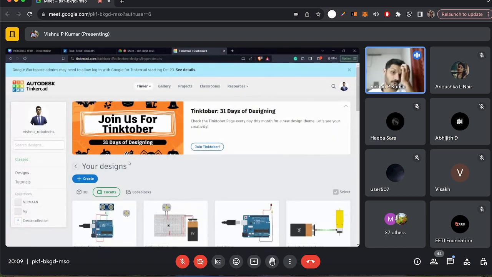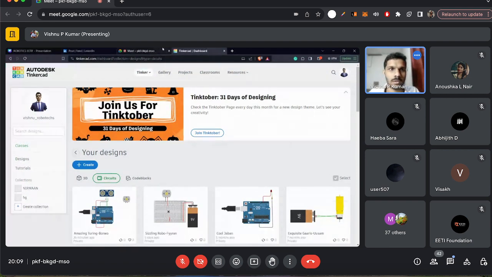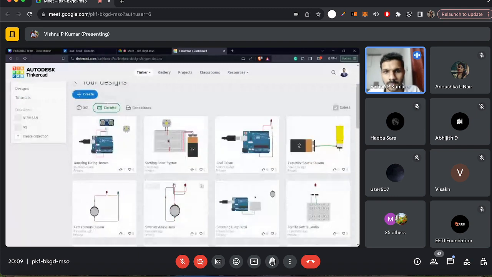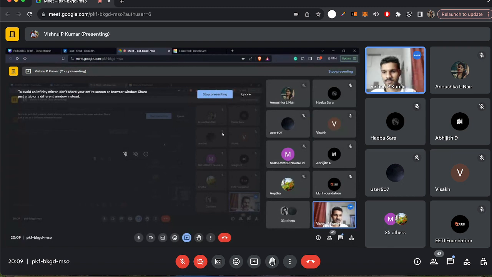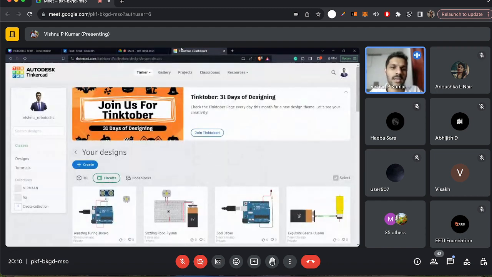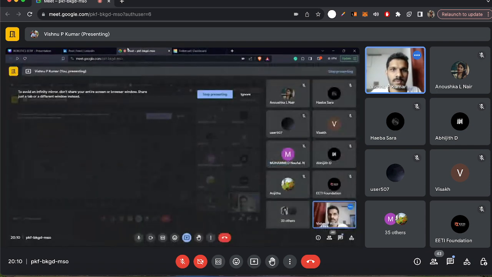If you don't already have an account, you can just sign up for one. Maybe can you try signing in, someone? For today's session, we'll be doing some hands-on too, like circuit building in TinkerCAD. We'll be doing it live. I'll just post the link if you need.